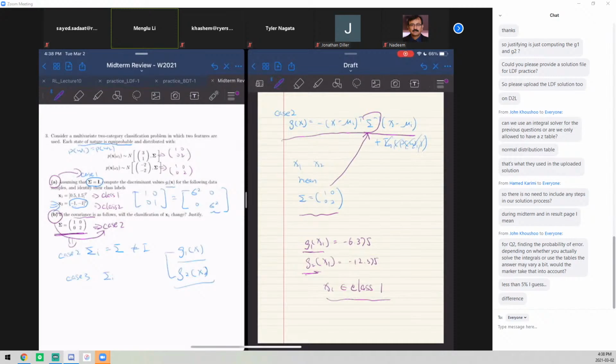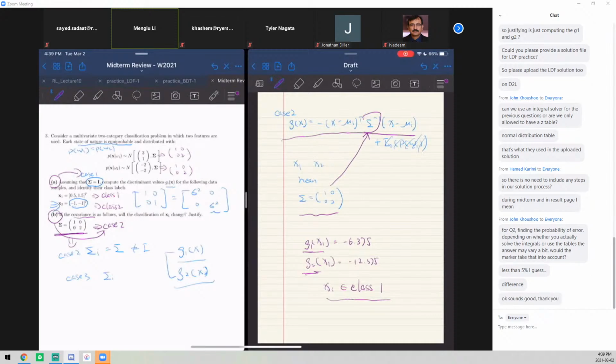But frankly, I think you should just calculate the integral. It would be better, because during the exam you can use any kind of online calculator. It won't take a long time to just input the integral equation. Yeah, no problem.